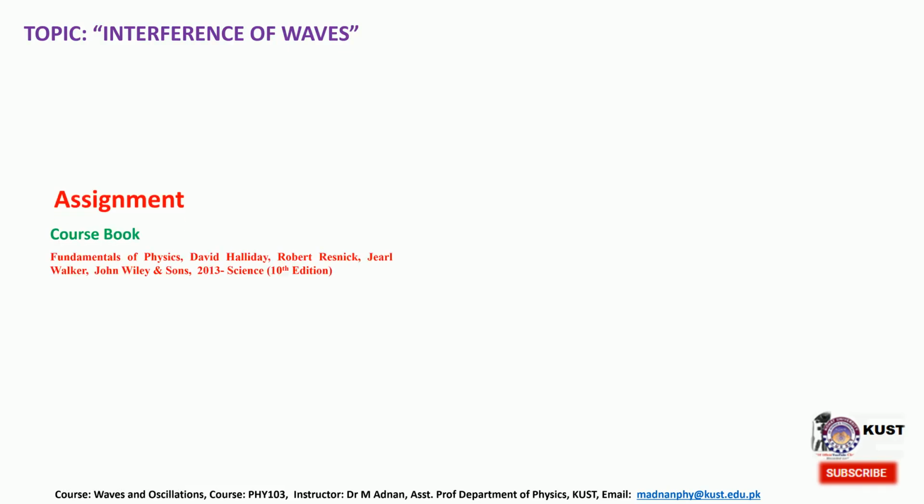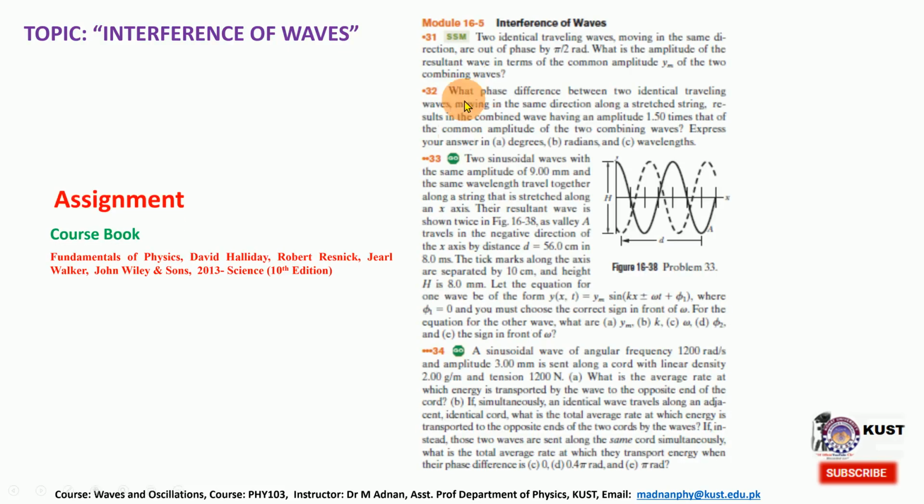Now you need to go through these 4 questions, which are based on the interference of waves. For example, in the first question, you need to find the resultant amplitude if the two waves have a phase difference of pi by 2. So using that resultant wave expression, you can find the amplitude of the resultant wave.